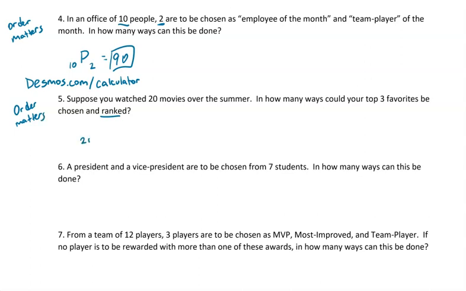So out of 20 movies, we are going to pick 3 of those. So 20p3. Again, go to your calculator or go to Desmos, put in 20p3, and you should get 6,840.